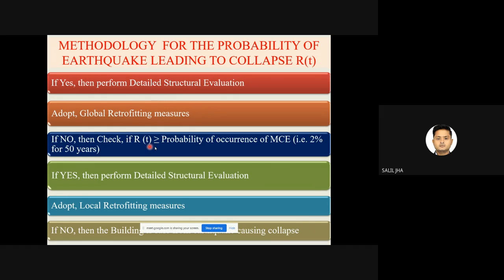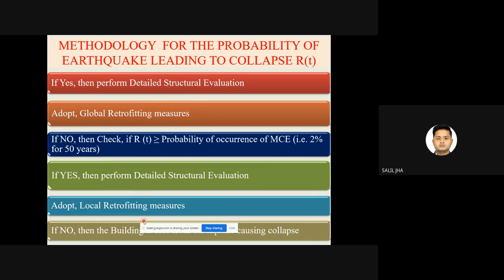So if no, then we check whether our RT is greater than or equal to the probability of occurrence of MCE or not. That is 2% for 50 years. If yes, then we perform detailed structural evaluation and adopt local retrofitting measures, because at this level of probability of occurrence of earthquake, the fatality of the existing building is 10 to 32 times that of the new building.